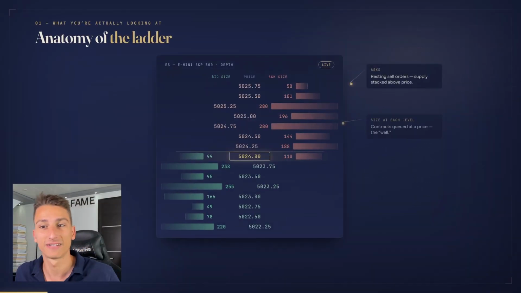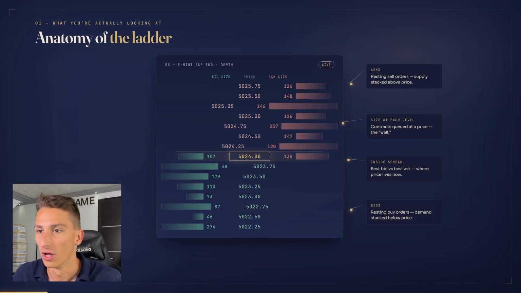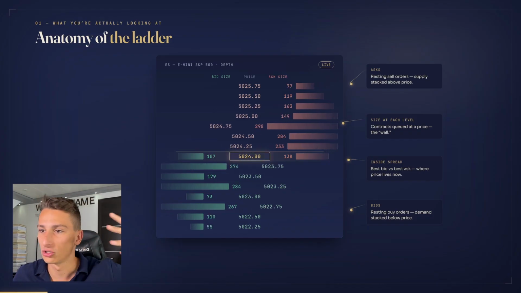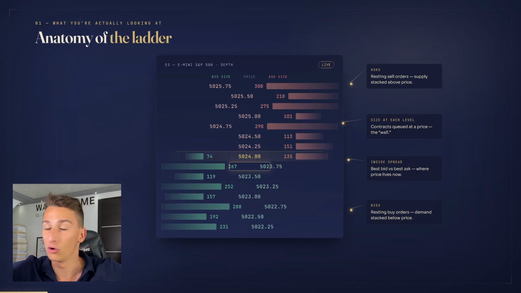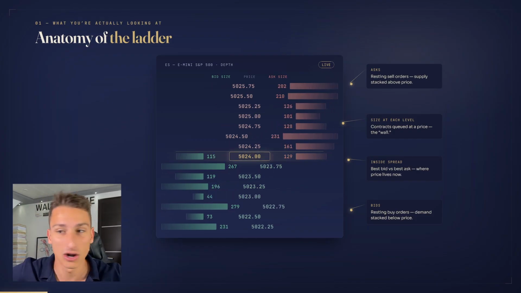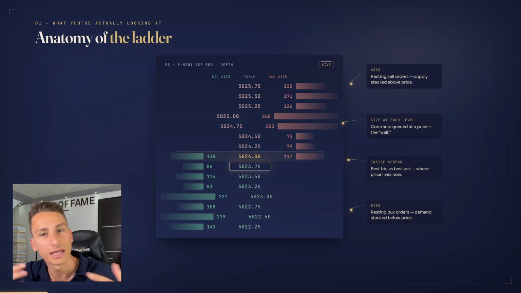First of all, a quick reset for anyone newer. What is the DOM? DOM stands for depth of market. I just said it earlier. It's the order book. On one side, you've got the resting buy orders, the bids, and on the other side, the resting sell orders, the asks. And in the middle, price just ping-pongs between them.